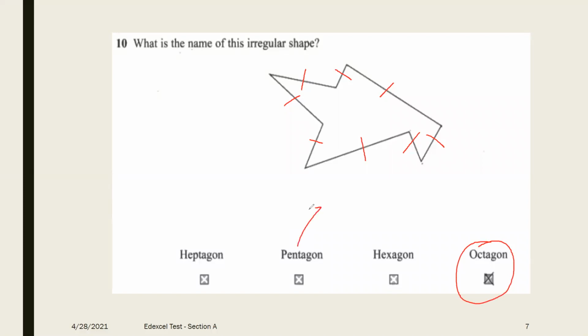Now, pentagon means we know there are 5 sides. 5-sided shape, we call it as the pentagon. Then hexagon means a 6-sided shape. Then heptagon is the 7-sided shape. And octagon is the 8-sided shape. So better you remember those polygons as well, because then it's much more easier when you get this type of question.